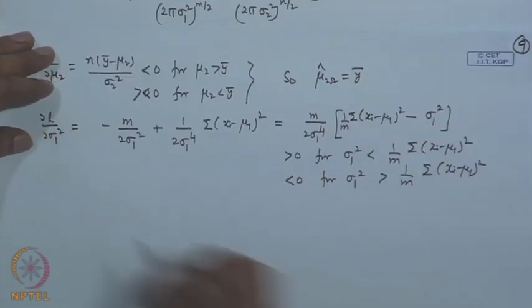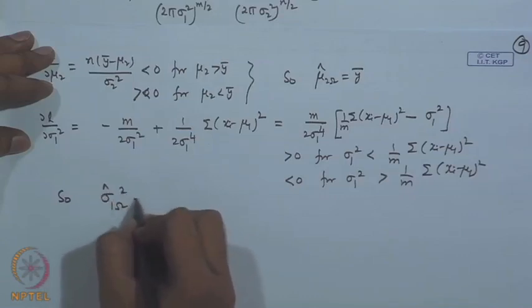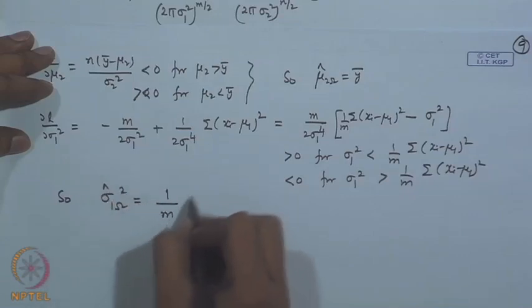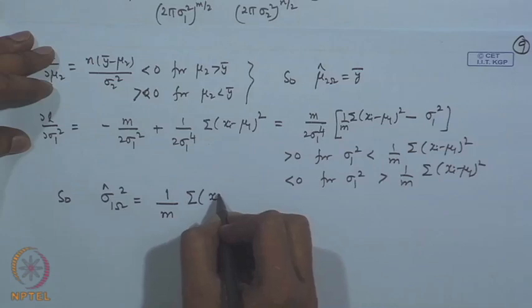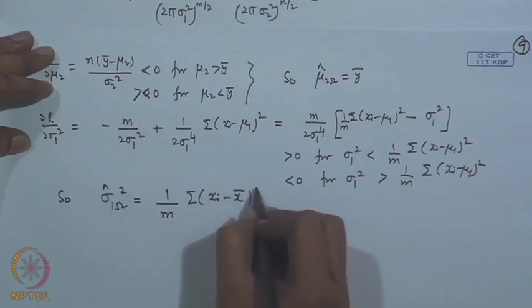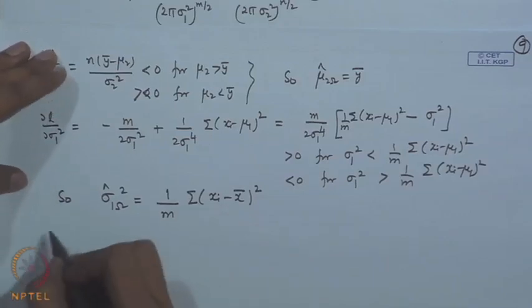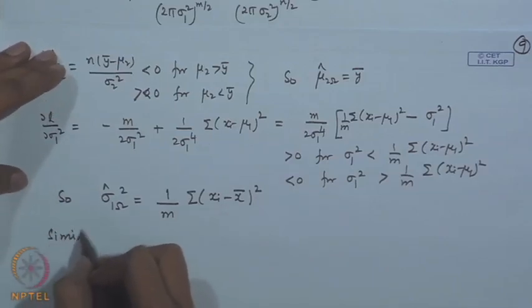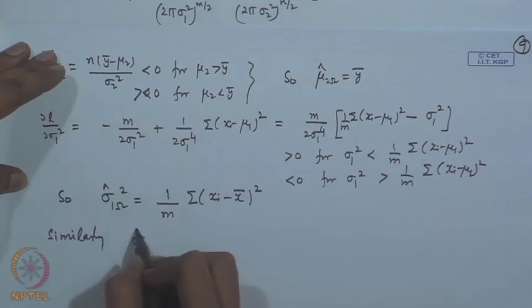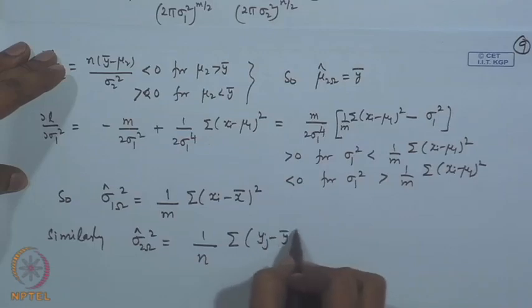So, the maximization with respect to sigma1 squared occurs at 1 by m sum of (xi minus mu1) squared. Now, mu1 is maximized at x bar, so it is 1 by m sum of (xi minus x bar) whole squared. Similarly, the maximization with respect to sigma2 squared will become 1 by n sum of (yj minus y bar) squared.